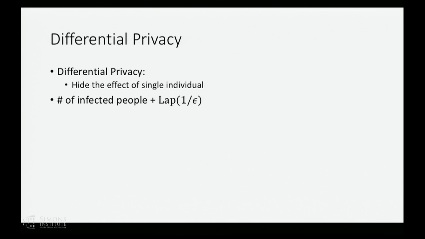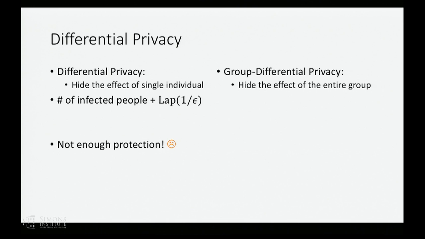However, we all know that people's flu status are correlated with each other. So in this case, when we have a large connected group and when flu is very contagious, then this amount of noise may not be enough to guarantee privacy. So instead, we may use something called group differential privacy, where the idea is to hide the effect of a group of people. So instead of 1 over epsilon, we may want to add Laplace noise of scale g over epsilon, where g is the largest group size. So this amount of noise is enough to guarantee privacy even with correlation.